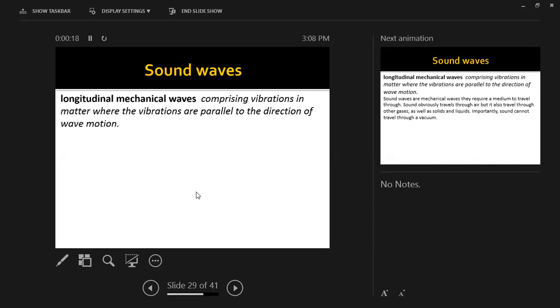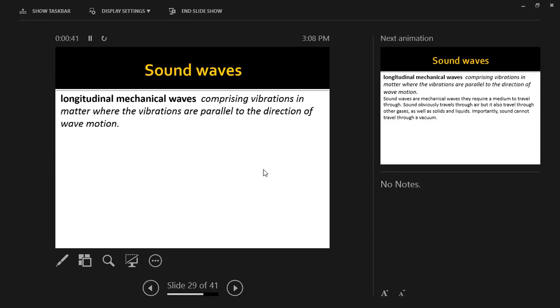Okay, what does this mean? That means comprising vibration in matter where the vibrations are parallel to the direction of the wave motion. For the electromagnetic waves, they were perpendicular. But for the sound waves, they are parallel to the direction of the wave motion.